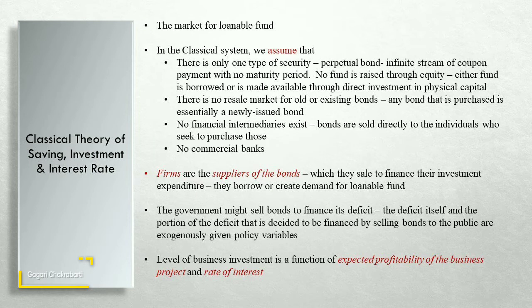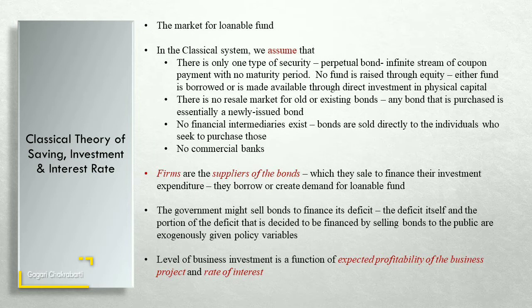In the classical model, the firms are the suppliers of the bonds. They borrow funds or they create demand for the loanable fund. The firms borrow or they issue the bonds in order to finance their investment expenditure. Government might also sell bonds to finance its deficit. The government deficit is the difference between the government revenue and the government expenditure. A part of this deficit may be financed by issuing bonds to the public.